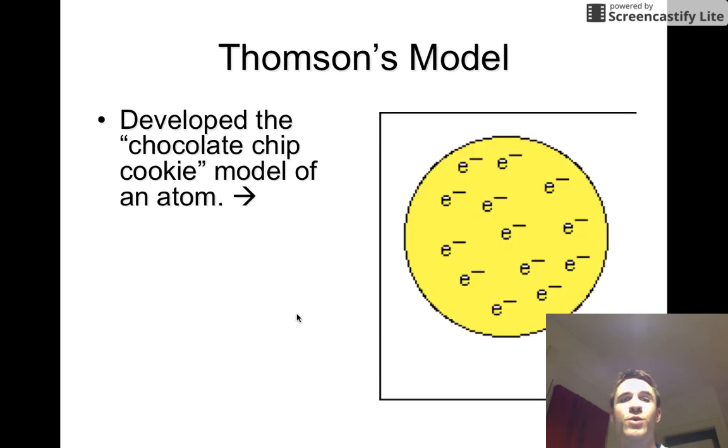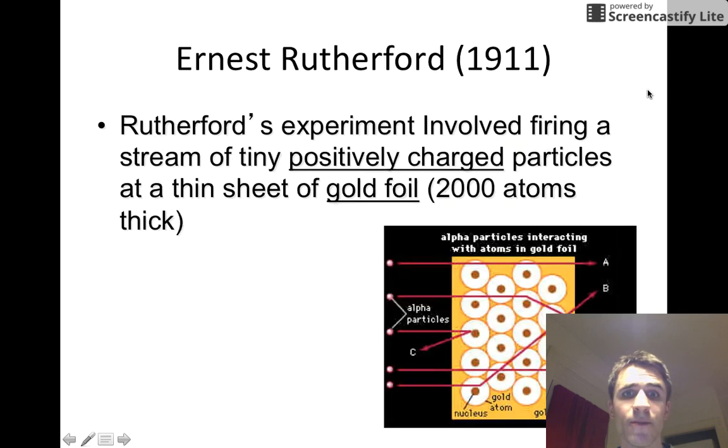And he developed what we call the plum pudding model, or what I call the chocolate chip cookie model. Looks like this, right? It looks like a chocolate chip cookie. It's still a circle, a sphere with little what are called electrons sprinkled about like a chocolate chip cookie. So you can draw that in for Thomson's model.